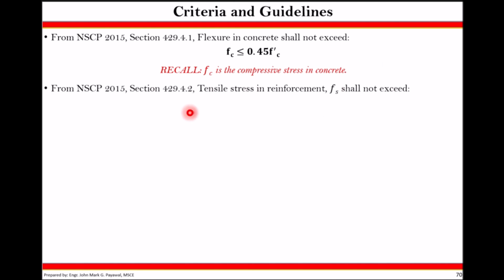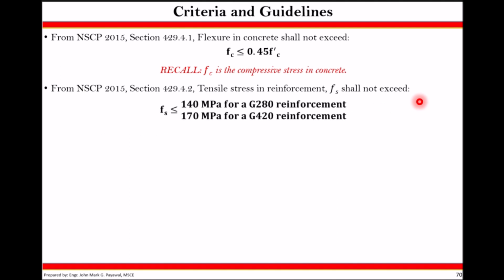From NSCP also, under section 429.4.2, tensile stress in reinforcement, denoted as fs, shall not exceed the following. If we're using grade 280, it should not be greater than 140 megapascals. If it's grade 420, it should not be greater than 170 megapascals. Recall, fs is the tensile stress in reinforcement or steel.